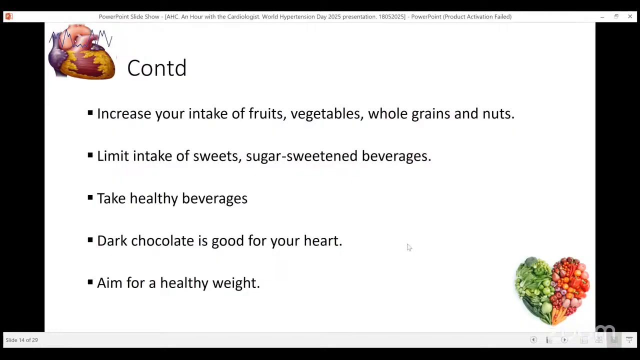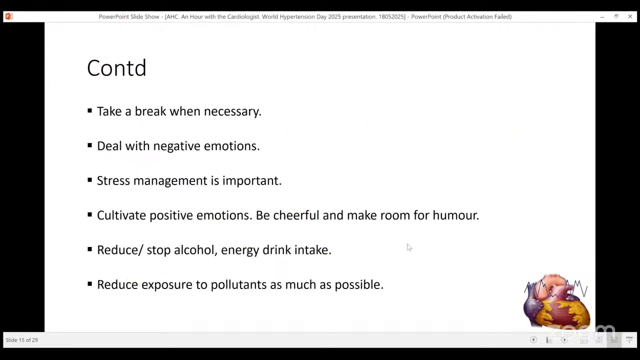Aim for a healthy weight. We've talked about that. These are things that will help. Take a break when necessary. All right, it's important that we do that. You need to go on vacation. You need to take a break. It's very important. It will help your system to reset, especially in this busy world. Please take time to have a break for yourself.